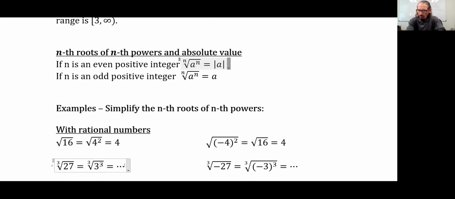Here with an odd index, they are going to cancel each other out. Cube root of 27, same as cube root of 3 to the 3rd. That's going to be 3. Same over here, even though it's negative. The fact that it's an odd index, cube root of negative 27 is negative 3. So since negative 3 cubed is negative 27, these are canceling each other out. We just have negative 3.